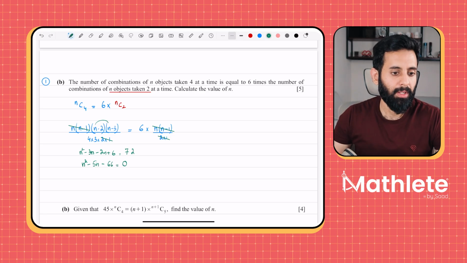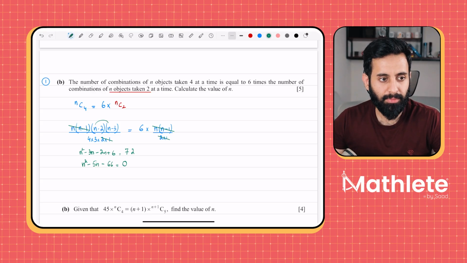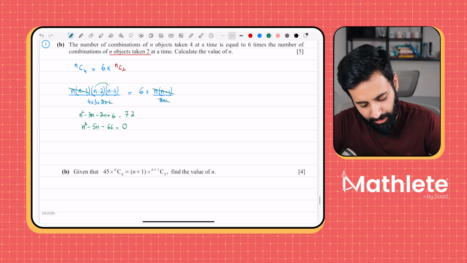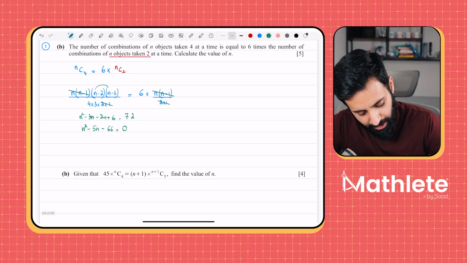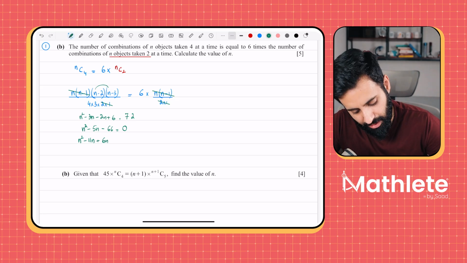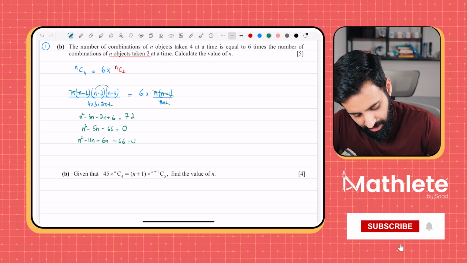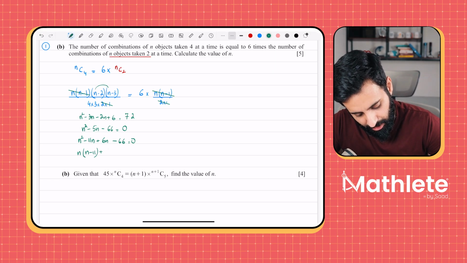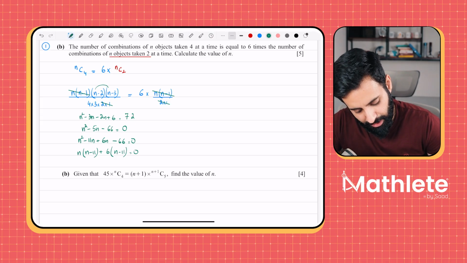Okay, now what do we do next? Now we solve this like we solve any other quadratic equation. So how do I solve this? You can do middle term breaking here. So n squared minus 11n plus 6n, because 11 times 6 is 66, minus 66 as it is equals 0. n into n minus 11 and 6 into n minus 11 equals 0. Now you know very well that we will get two values over here. One will be minus 6 and the other value of n will be 11.